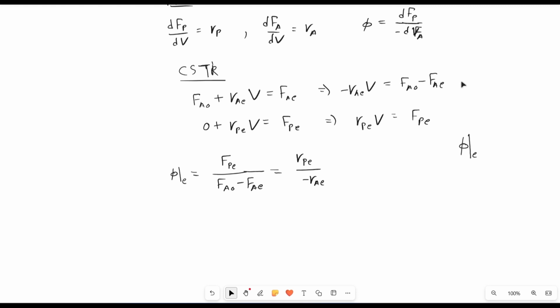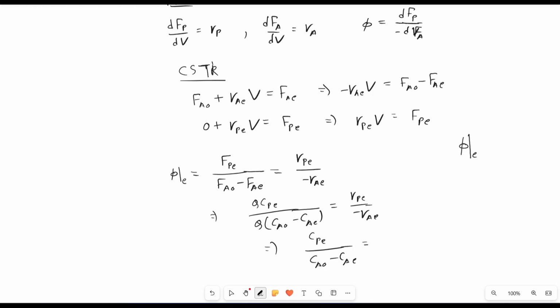And as I have said, if the density is constant, then this expression can be written as Q Cp exit divided by Q times Ca naught minus Cae, equals Rp exit divided by minus Ra exit, which equals Cp exit divided by Ca naught minus Cae, equals Rp exit by minus Ra exit, which is phi at exit.